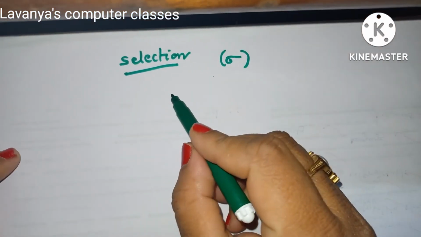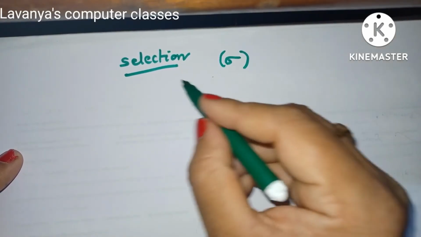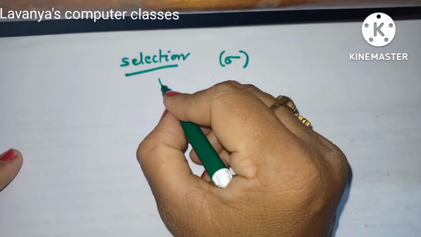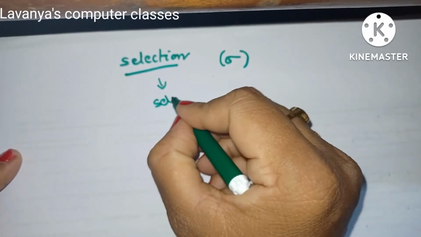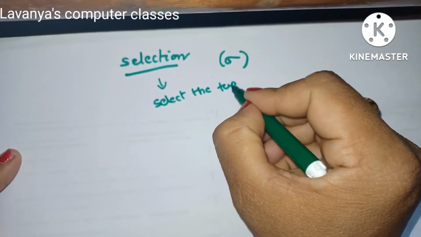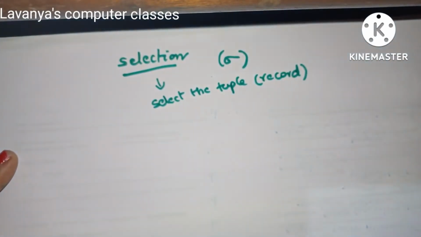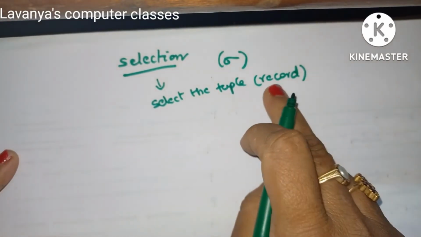The next operator is the selection operator. For the selection operator we use the symbol sigma. What is the use of this one? Selection is used to select the tuple. Tuple means record. Select the tuple from the table. So pi is used to display the column and this one is used for records.